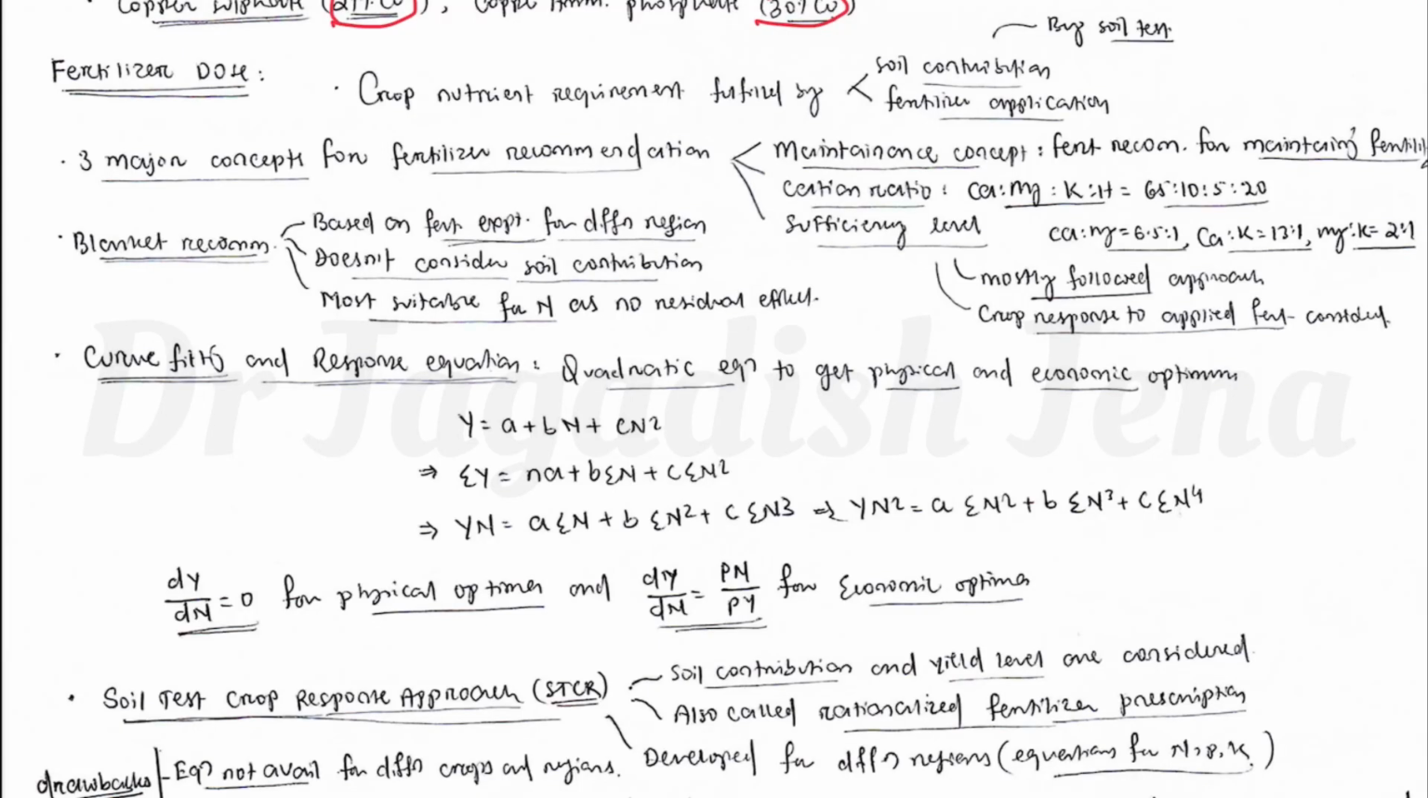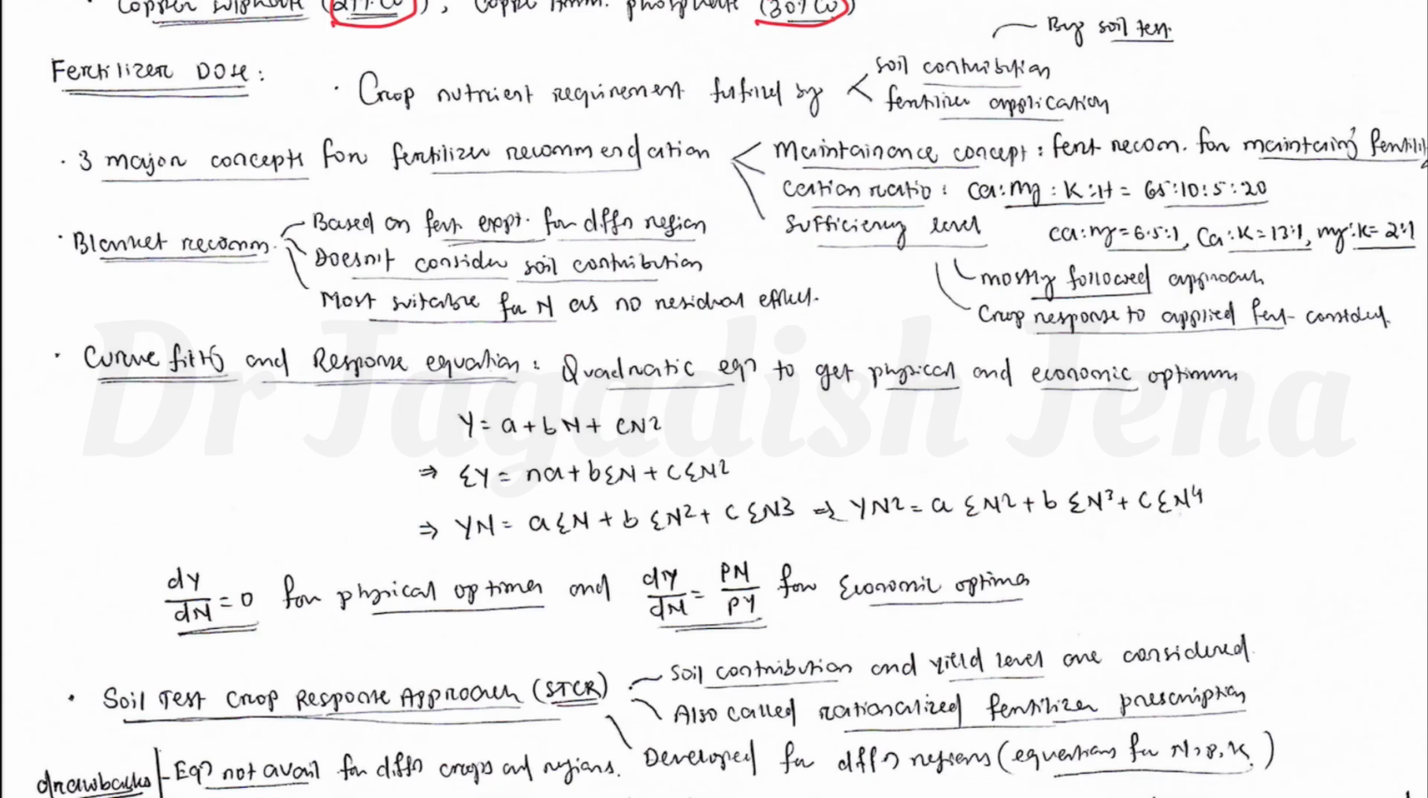Hello everyone, welcome back. So far we have covered different essential nutrients, different fertilizers like nitrogenous fertilizer, phosphatic fertilizer, potassic fertilizer, and even some micronutrient fertilizers. And we have also discussed different terminologies regarding fertilizers. Now today we are going to discuss different approaches of fertilizer application in the field.